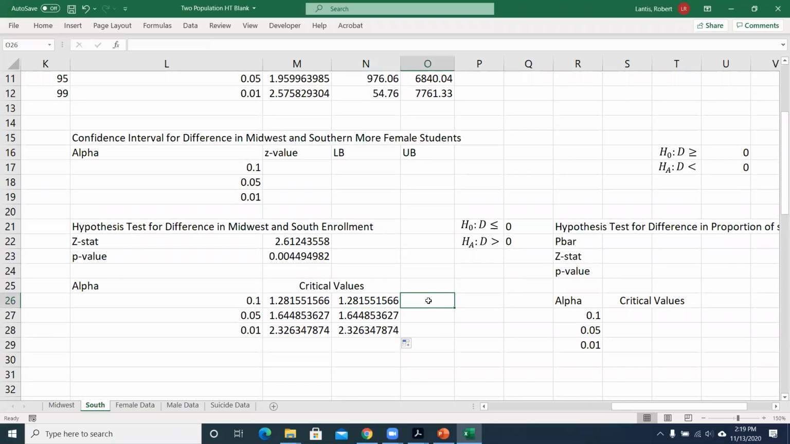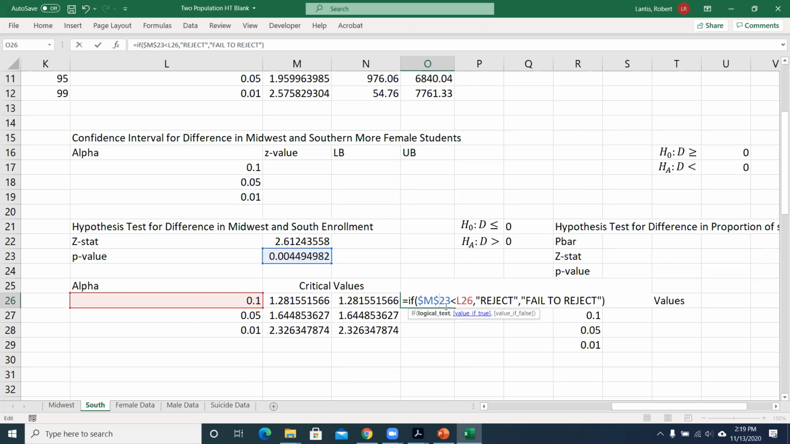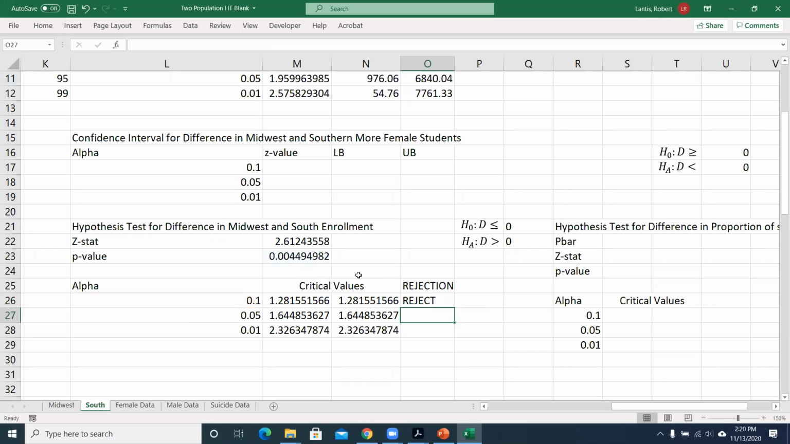What about our rejection decisions? I could set this up with p-values. We could do the whole equals IF, and if the p-value is less than alpha, comma, I could put the word reject. If it's false, comma, put the words fail to reject. We did a similar thing with one population examples. When I copy this down, I need to keep using the same p-value but compare it to different alphas, so I would put dollar signs around that cell reference so that it freezes it. Now I copy this down, and I rejected at every single level.